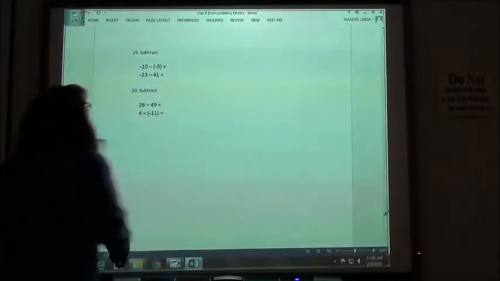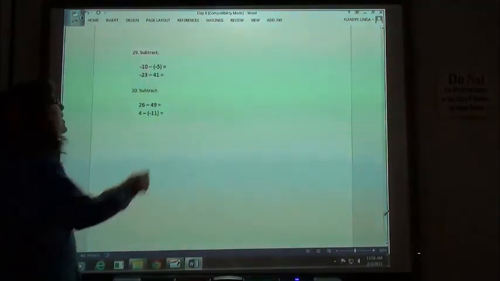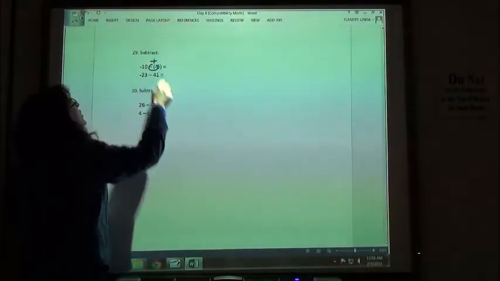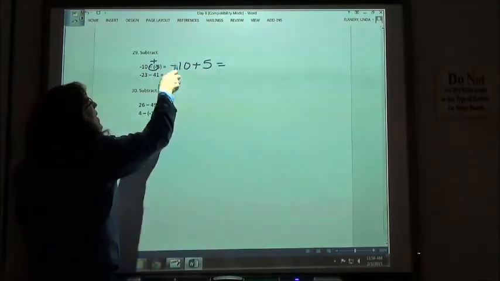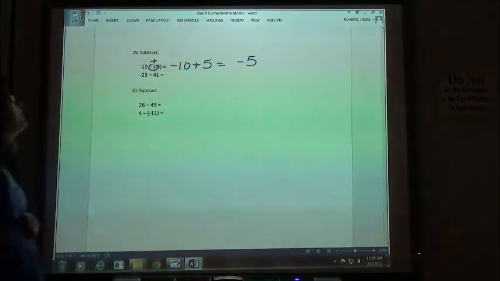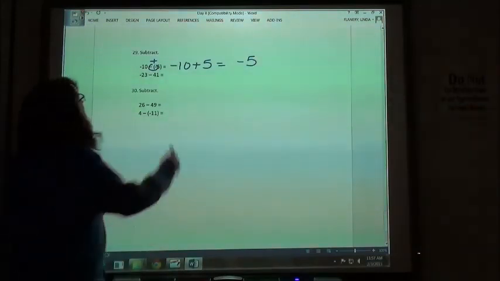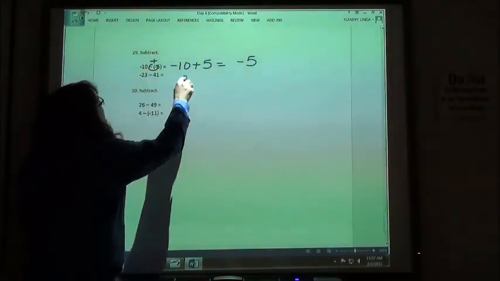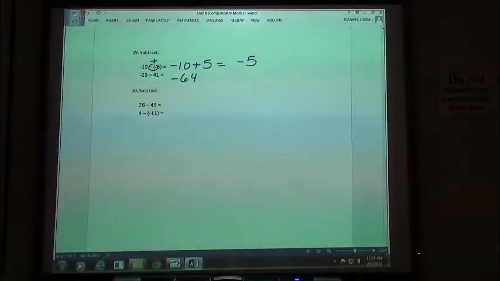Number 29, negative 10 minus a negative 5. Again, I've got that minus a negative. I've got to change it to a plus. So negative 10 plus 5, subtract and take the sign of the larger. I should get negative 5. Negative 23 minus 41. They're both negative. I add and keep the sign. So if I add those, I get 64. Stays negative. So negative 64 is my answer. Go ahead, do number 30.